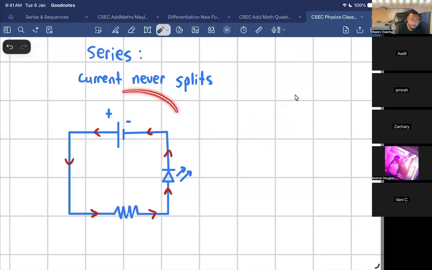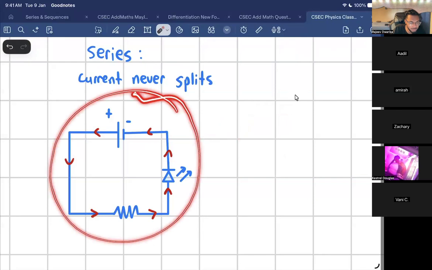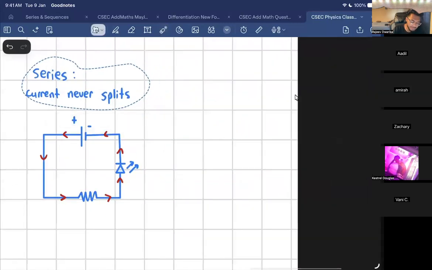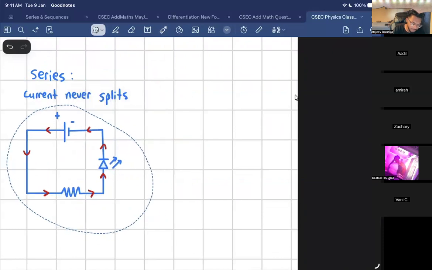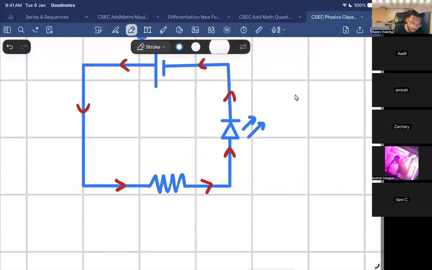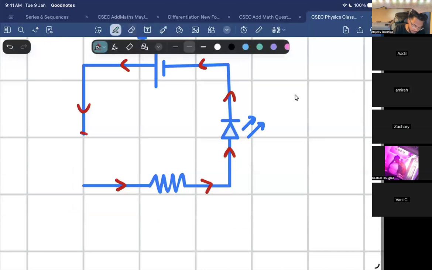But are you seeing any instances where the current splits over here? No, sir. So that's a series circuit. The current never splits. Please remember that. The current never splits. So if I wanted to measure the current in this circuit, I would hook up my ammeter in series.